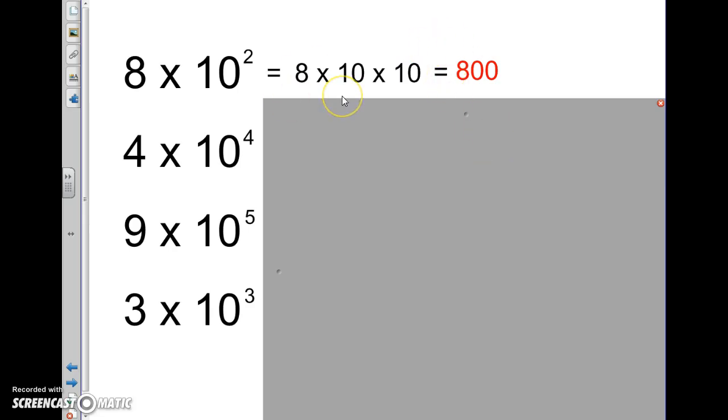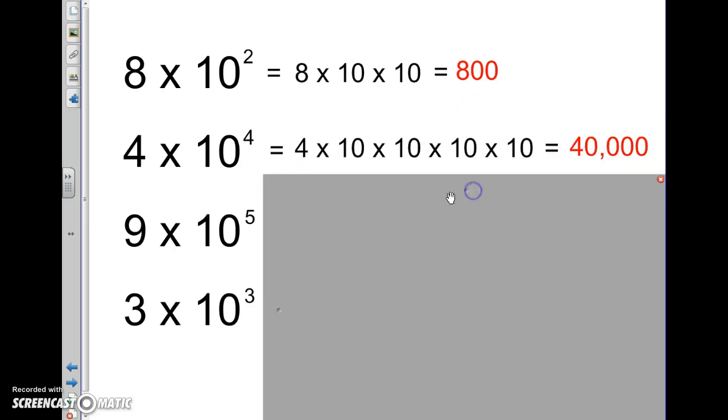Using that same strategy, what would the product be of 4 times 10 to the fourth? Well, 10 to the fourth is 1, 2, 3, 4 tens, right? 4 tens that are all multiplied together. So 4 times 10 times 10 times 10 times 10. Well, 4 times 10 is 40, times 10 is 400, times 10 is 4,000, times 10 is 40,000. Again, you don't have to do it in that order. You could do 10 times 10 is 100, 100 times 10 is 1,000, 1,000 times 10 is 10,000, 10,000 times 4 is 40,000. Same answer, right?